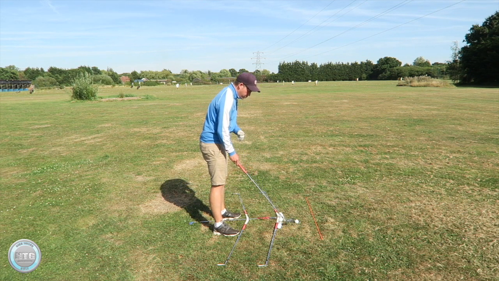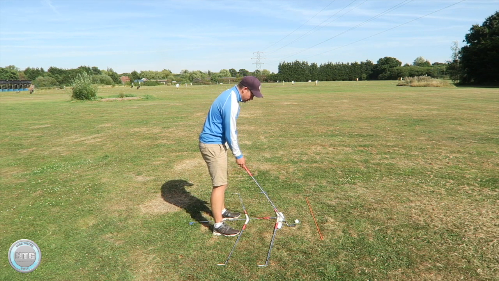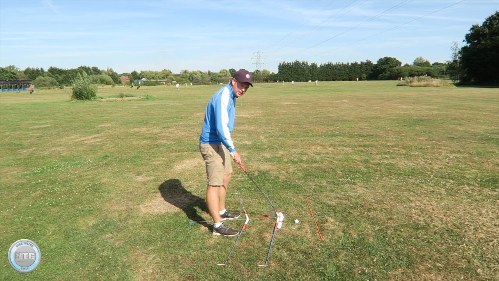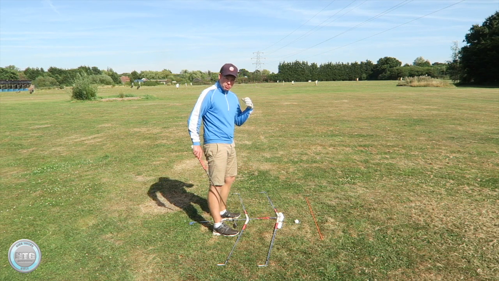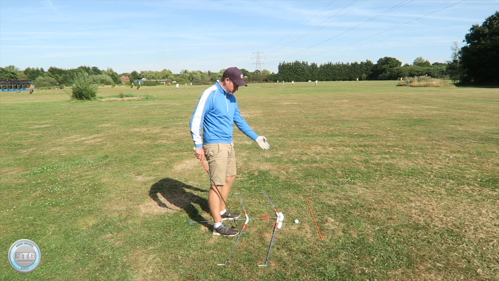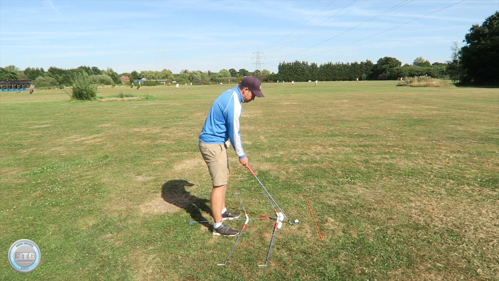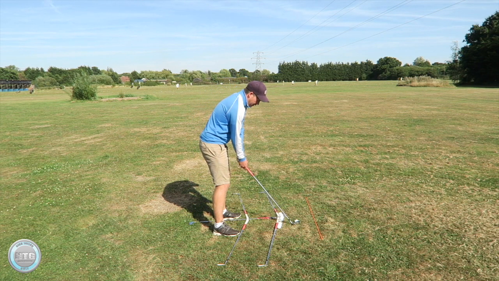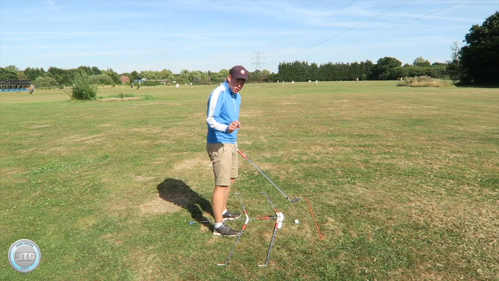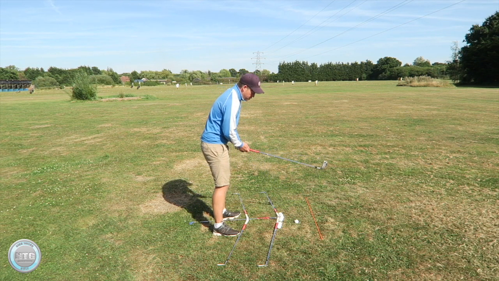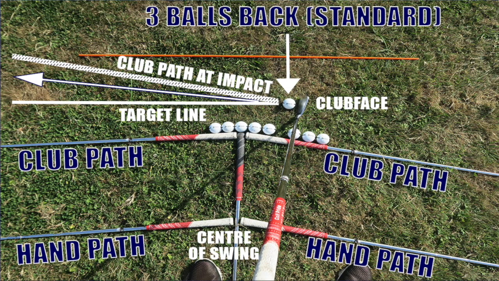I'm going to line my body square to the target. My left heel is going to be against this club on the ground here, so basically measuring where my left shoulder is. So left heel against that club. And I'm going to do my normal swing for each of these shots here.